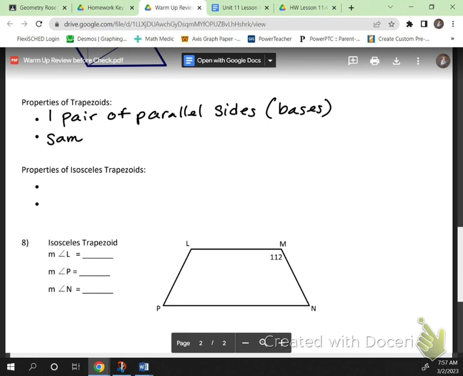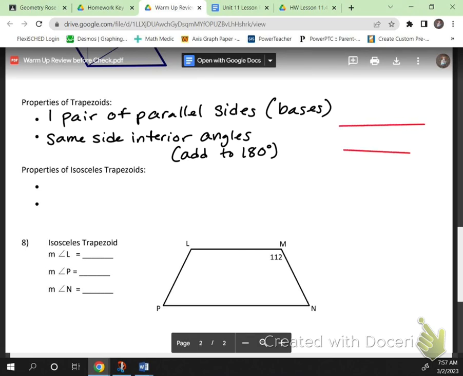Inside, you get same side interior angles, which add to 180. Because again, a trapezoid, if you think about it, if you've got a transversal, like this inside shape would technically be a trapezoid. And on these parallel lines, these angles are same side interior, these angles are same side interior. So you can imagine it's all coming back to that transversal cutting a set of parallel lines.